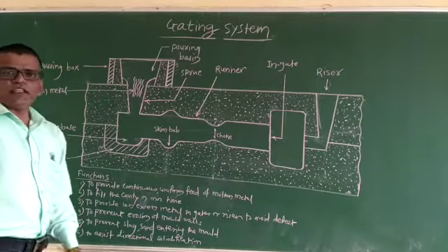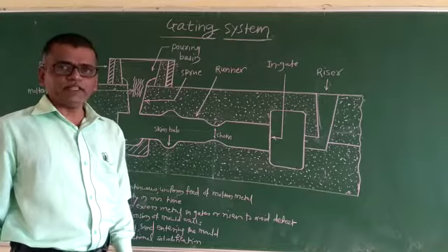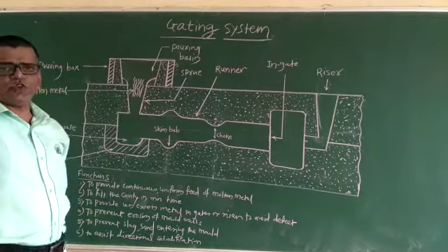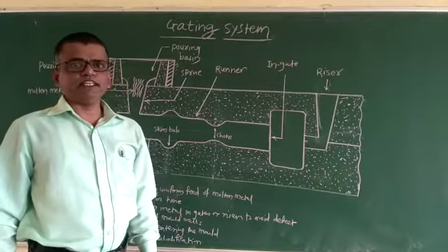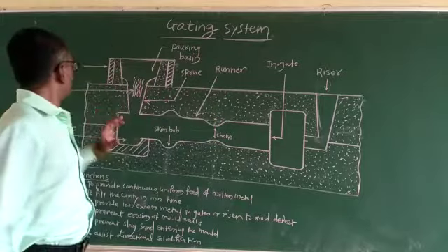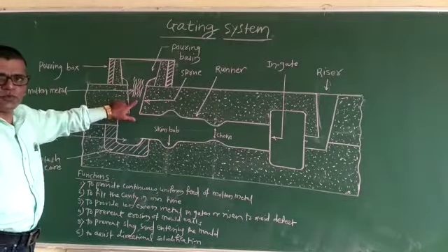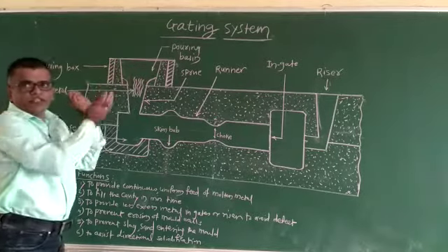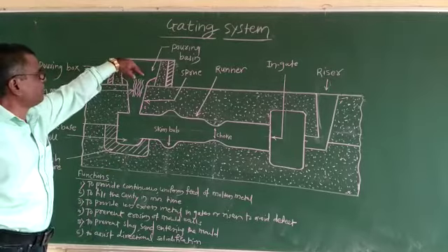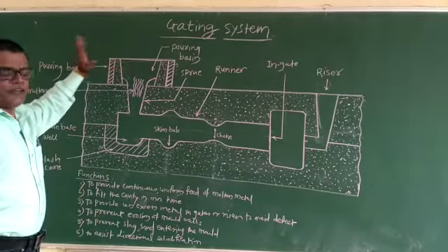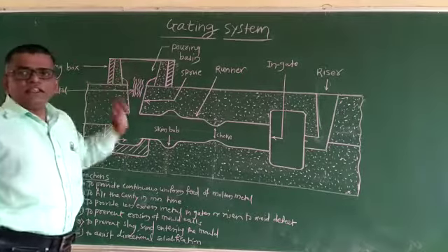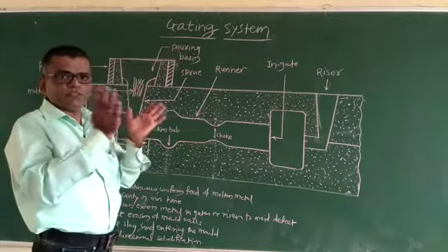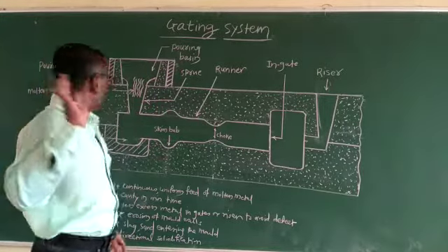Okay, now we will see the functions of various elements of the gating system. The first element is the pouring basin. It is a funnel shaped opening that is made at the top of the sprue. This element is the sprue, and this element is called the pouring basin. It is a funnel shaped opening through which you can pour the molten metal inside the cavity, to prevent erosion of the mold walls. That is the function of the pouring basin.